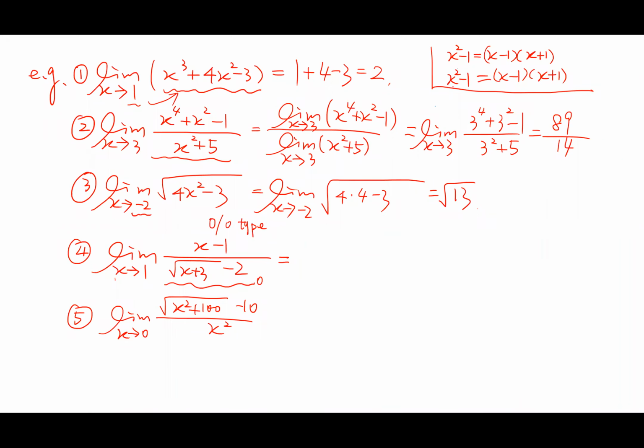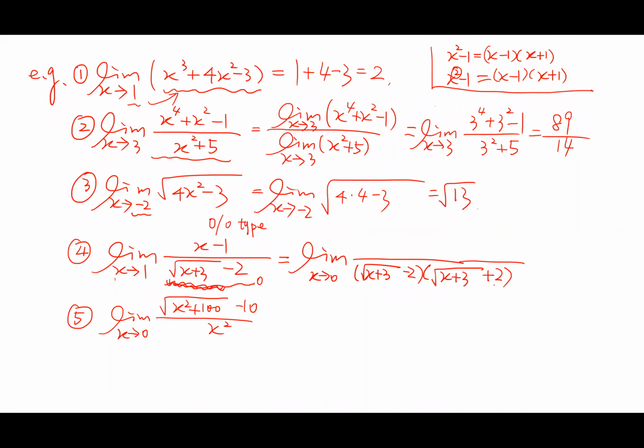Why do we want this square here? Because we have a square root here, right? So the way we use here is that we multiply the same factor both up and down. And this factor will make the square root go away. So we use square root of x plus 3 minus 2 here, right? So multiply by square root of x plus 3 plus 2.